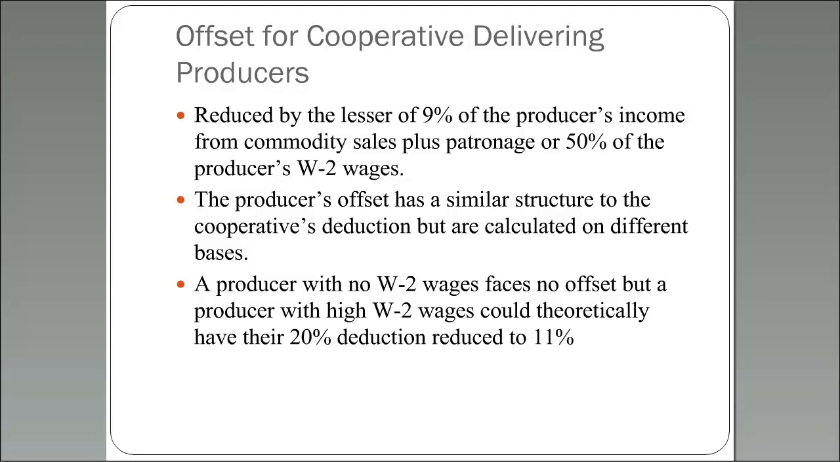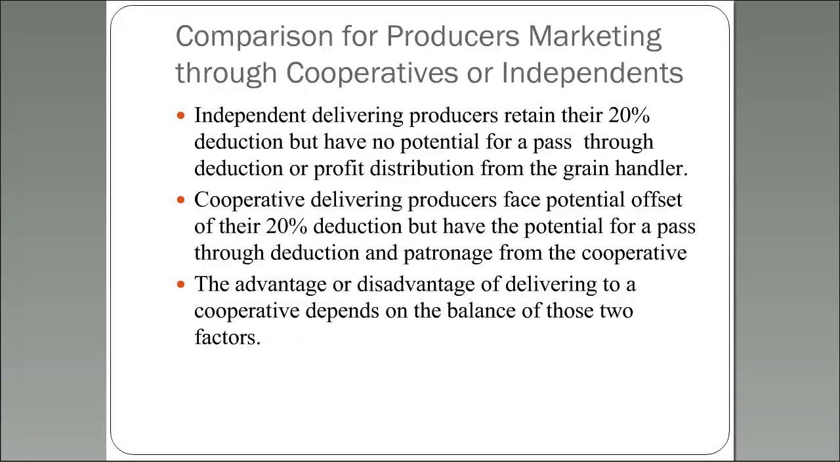There's an awful lot of people that ask about this that probably have no W-2 wages, and so there is a real simple answer for them: this offset doesn't matter. You won't have any offset, so it doesn't matter who you deliver commodities to. You won't have an effective offset. So that's the key point there, that the producer's offset is limited to W-2 wages. So now, for the first time, we have a W-2 wage calculation on both sides, on the producer side and on the co-op side.